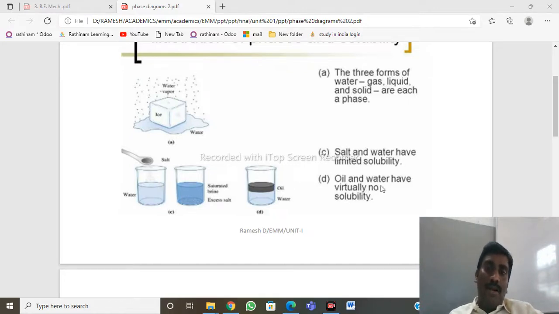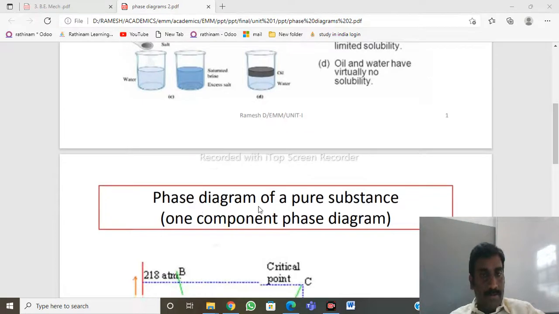Then oil and water. In this diagram we are able to see that for oil and water, there are two physical elements presented inside this container, but there is virtually no solubility between the oil and water, because the oil is above the water surface, so that they are not mixed together.